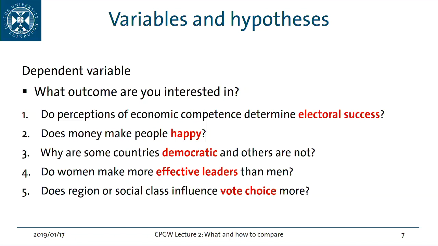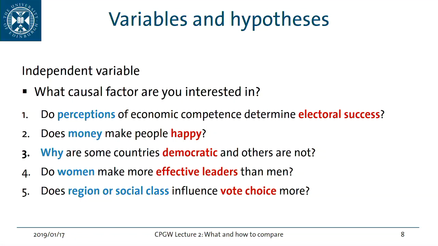What's our independent variable, the thing that affects the outcome in question 4? Gender, yes, exactly. Right? So the gender of whoever we're talking about here, leaders or ministers or parliamentarians and so on. So every hypothesis or every question that we ask about the world normally has an outcome that we're interested in, and we might have a hunch about an independent variable, about a factor that influences that outcome.